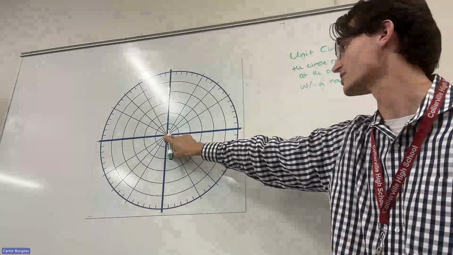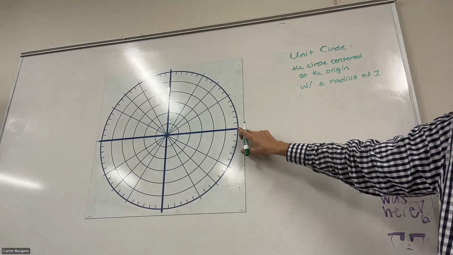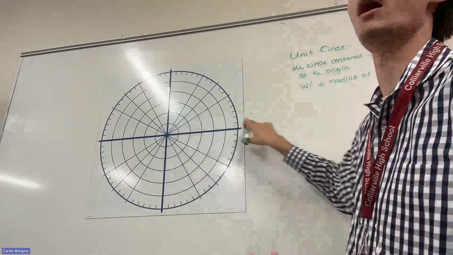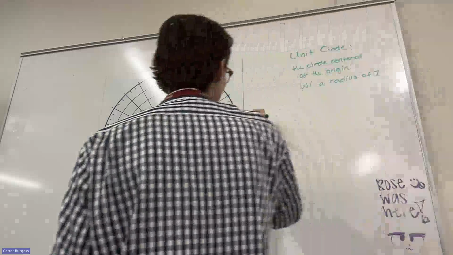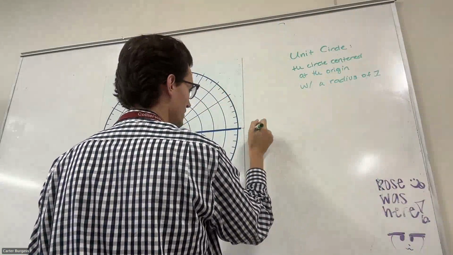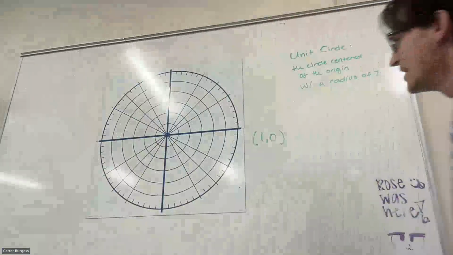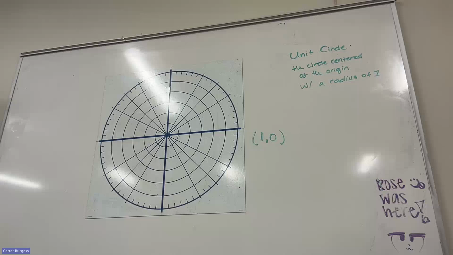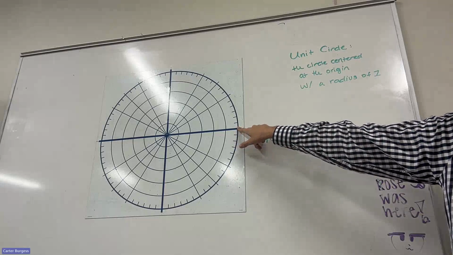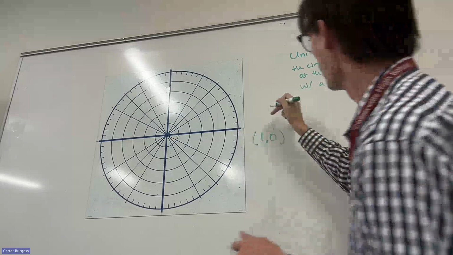Well, this is the origin. So what would this point be? 1, 0, right? We're at a radius of 1. So 1 in the X direction, 0 in the Y direction. This would be the point 1, 0. And how much have I rotated if I am starting here? How much have I rotated in order to get to this point? I would say like 0 degrees.